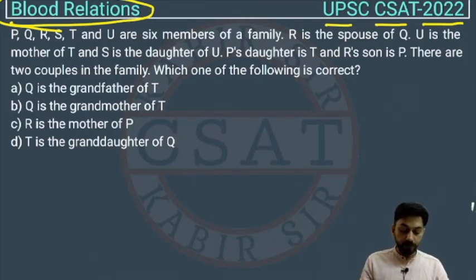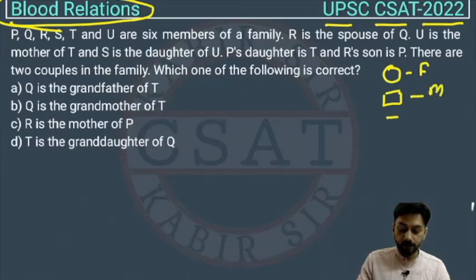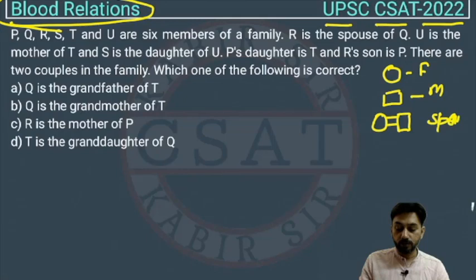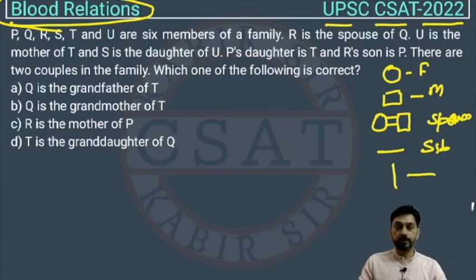So whenever we see a blood relation question, we should remember that this circle will represent female, right? This rectangle will represent male. This equal sign will denote the relationship of husband and wife. So this relationship will be of spouse, right? This horizontal line will denote siblings, right? And this vertical line will denote son and daughter of, right?